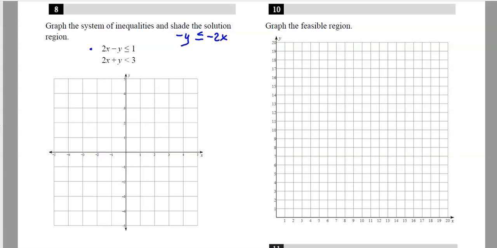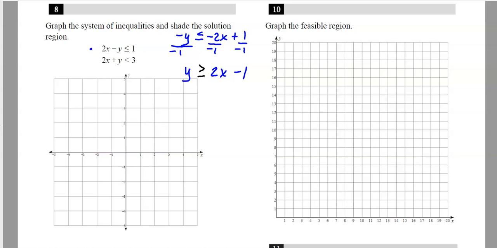I'll have the minus 2x there, the positive 1 here, and divide both sides by negative 1, because I need positive y. Well, when I do that, I get my positive y, which is sweet. Here's where you got to be very careful, though. You got to flip that sign, because you just divided by a negative. So don't screw that up or your shade gets all goofy. I get 2x minus 1.